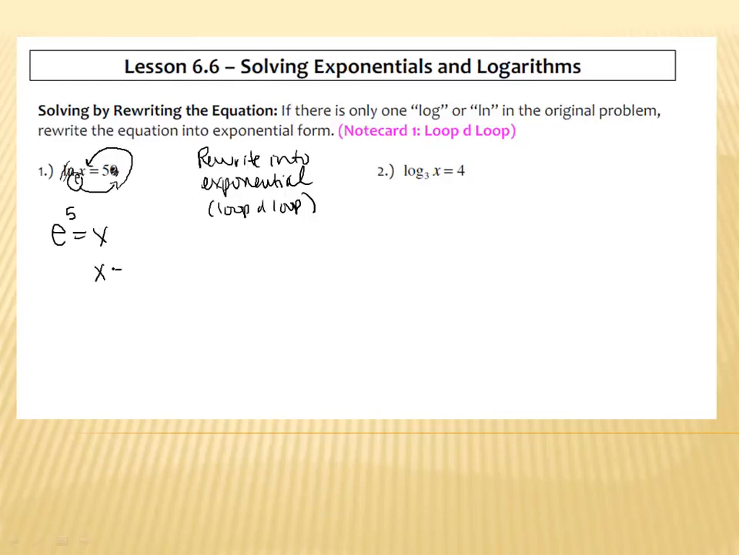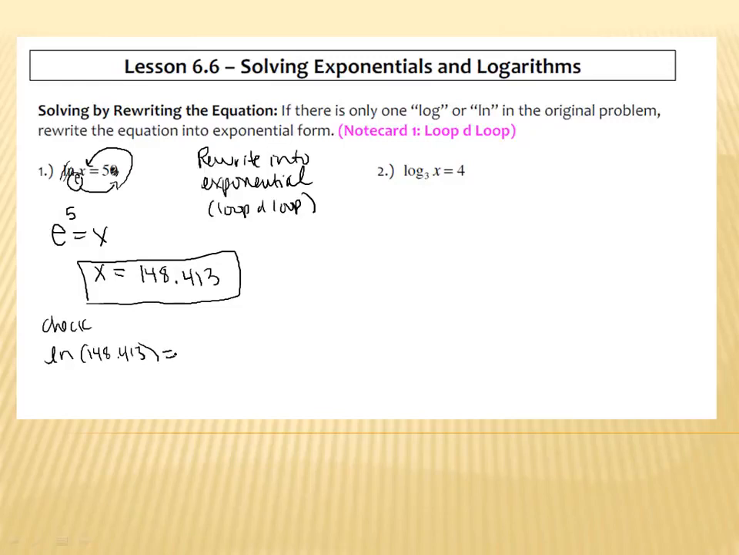So then to get the answer to your variable x, you actually are going to type in e to the 5 into your calculator. And with these problems, we always round out to 3 decimal places. Now again, we can check our answer. If we go ln of 148.413, it should be really close to 5. It won't be exact because we rounded this.